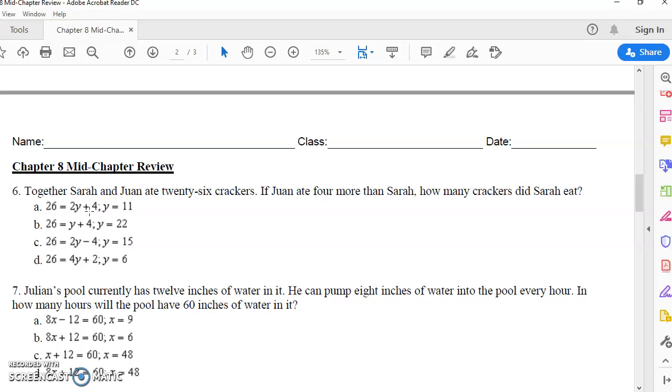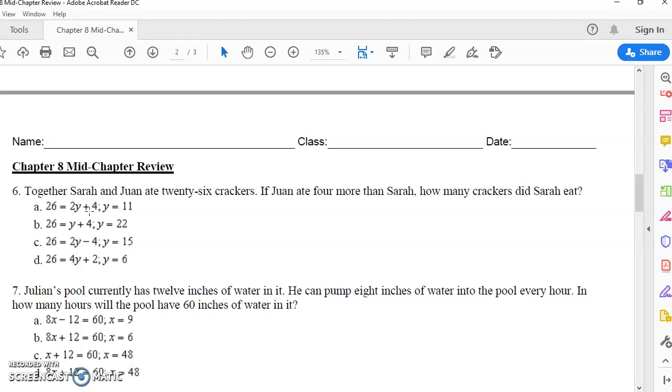So right now we know 4 is representing how many crackers Juan ate, and 26 is representing how many crackers Sarah and Juan ate. Now we have to figure out what goes next in our equation. We know we're adding, so we know answer choice C is not going to be the answer. And for answer choice D, Juan ate more than Sarah, but we're trying to figure out how many more Sarah ate than Juan, so that's not it either.